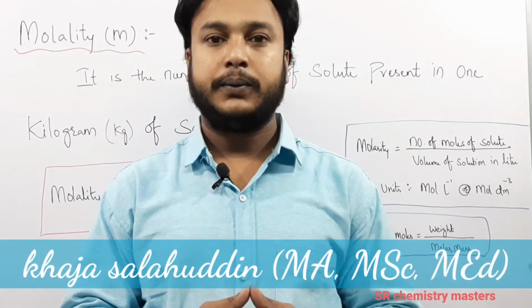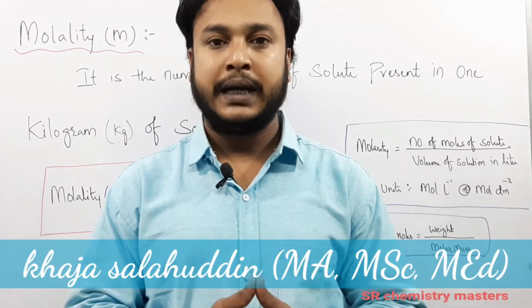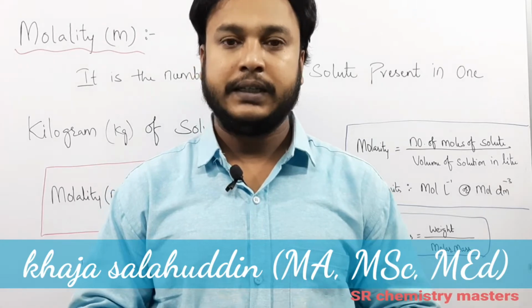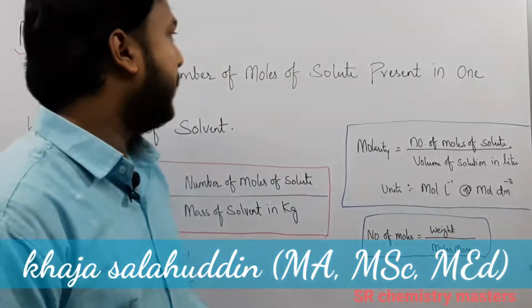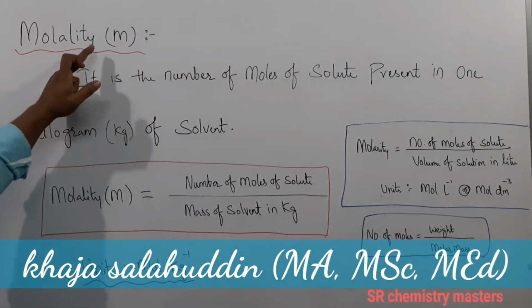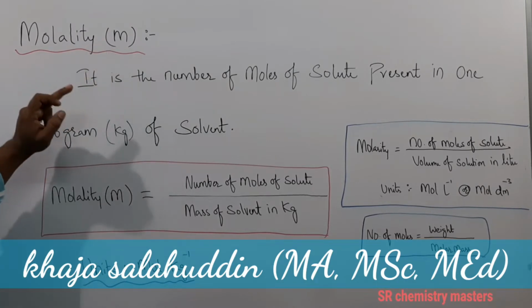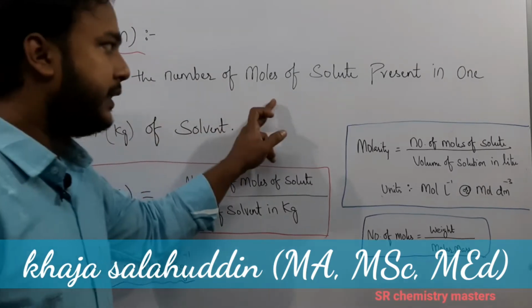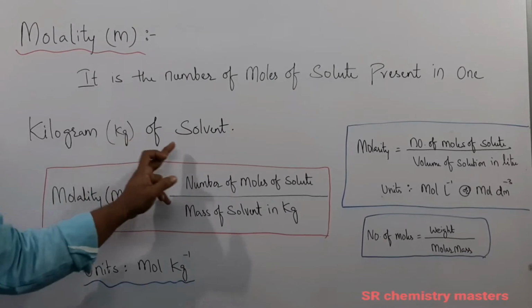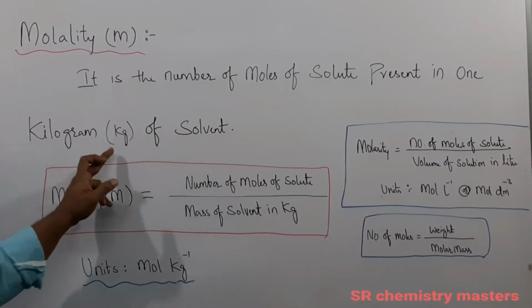In this video, we are going to discuss the topic molality. Let us see the definition of molality. Molality is denoted by small letter m, and it is the number of moles of solute present in 1 kg of solvent.